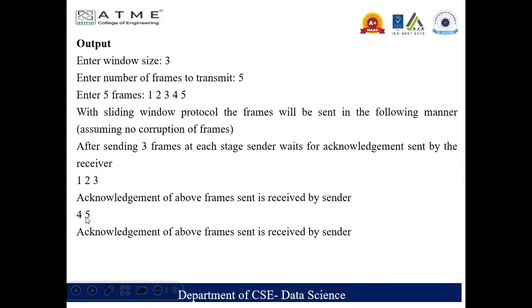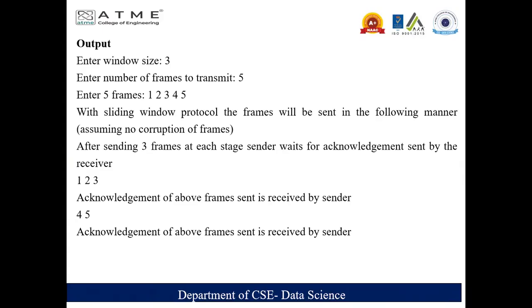Next, again, the remaining two will be sent. Then acknowledgement of the above frames is received by the sender. If the window size is 2, the same thing will be displayed: frames 1 and 2 will be sent first, then 3 and 4, and 5 will be acknowledged at the last. Since the window size is 3, 3 frames will be sent first, and next the remaining frames will be sent. As the name indicates, sliding window: after sending the first 3, the window will slide to the remaining 2.